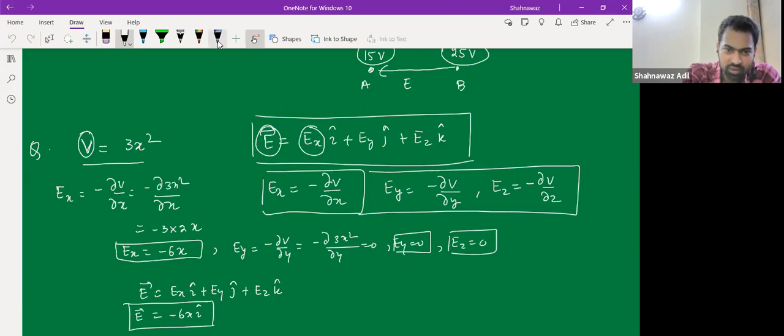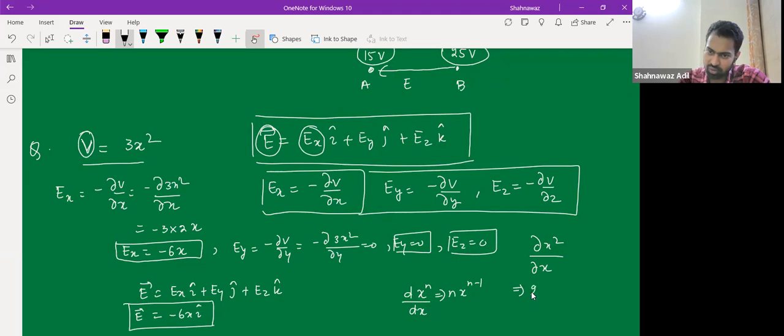How did we get 2x? Oh, so differentiation of x square, right? So what is the differentiation of x to the n? This is n x to the n minus 1, right? You guys say that you already know differentiation. So this would be what? 2x to the 2 minus 1. So 2x, right? This 3 is taken outside.